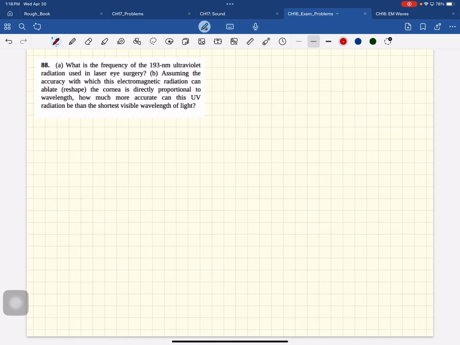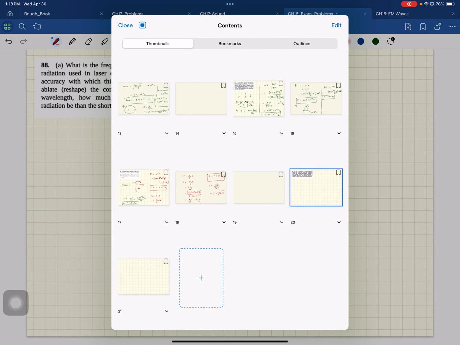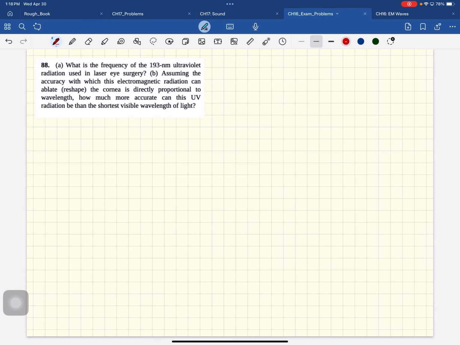Is this the last problem? Yeah. Okay. So what is the frequency of a 193 nanometer ultraviolet radiation used in laser eye surgery? Assuming the accuracy with which this electromagnetic radiation can ablate the cornea is directly proportional to the wavelength. Okay, so why are we using UV light?